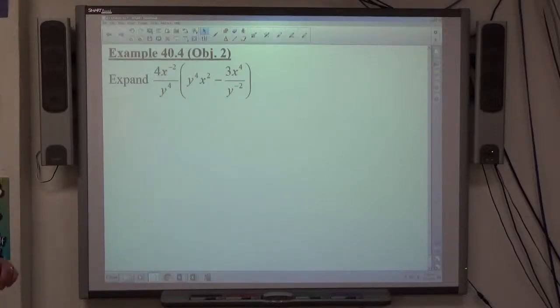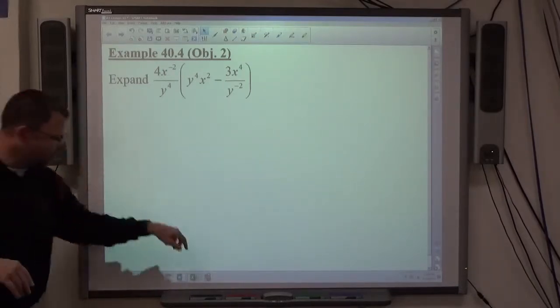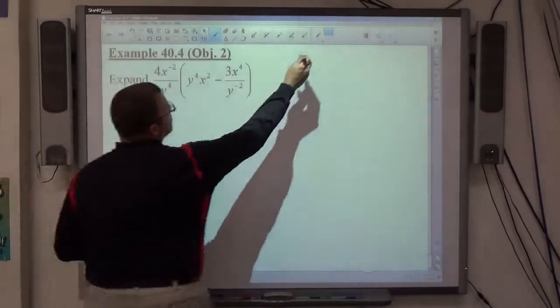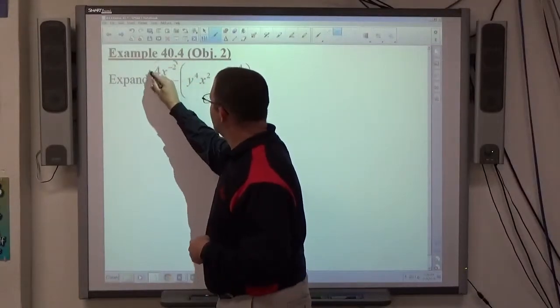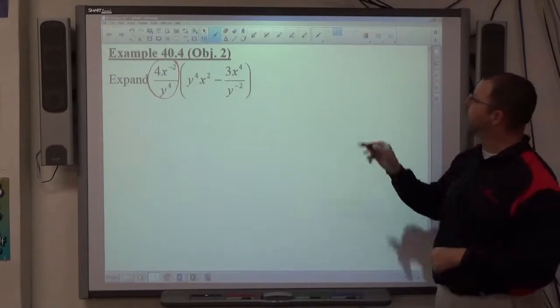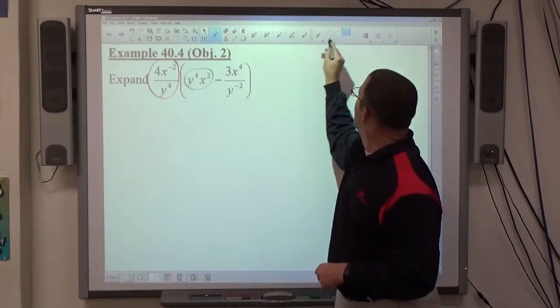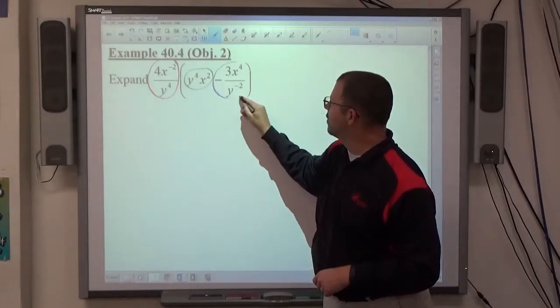All right, example 4, expand. The word expand does not mean to make things bigger. It means to get rid of the parentheses. All right? And what I've got here is an algebraic term, 4x to the negative second over y to the fourth, being multiplied by a quantity of an algebraic expression minus a second algebraic expression.